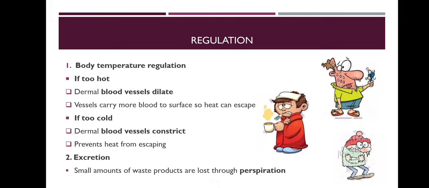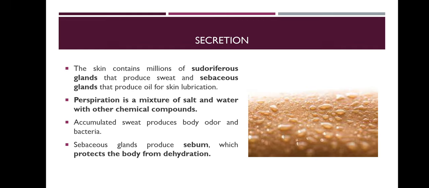And the second regulation is excretion. Small amounts of waste products are lost through perspiration, which means sweating. Through sweating, small waste products can be excreted through our skin. Next function, the secretion. The skin contains millions of sudoriferous glands that produce sweat and sebaceous glands that produce oil for skin lubrication.